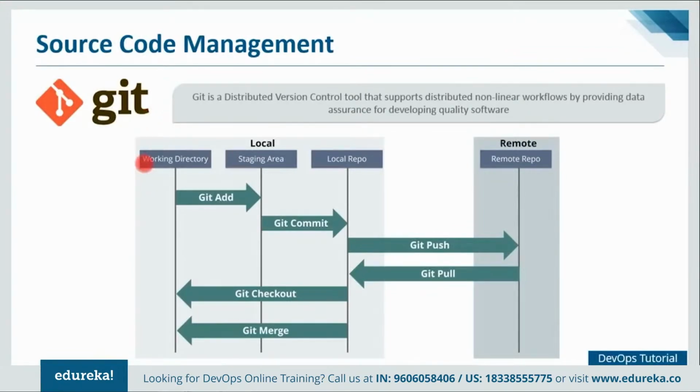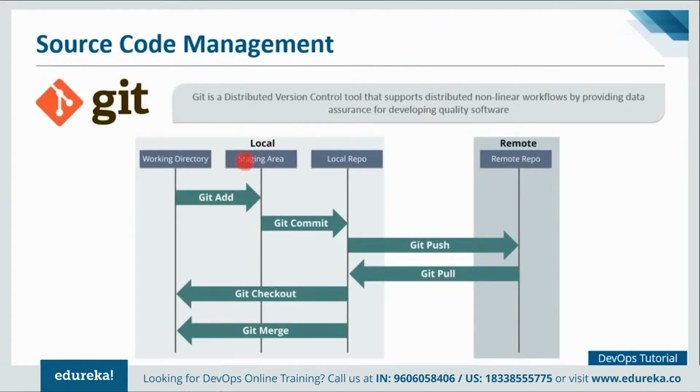So for example, I am a developer and this is my working directory, right? Now what I want to do is I want to make some changes to my local repository because it is a distributed version control system. I have my local repository as well. So what I'll do, I'll perform a git add operation. Now because of git add, whatever was there in my working directory will be present in the staging area.